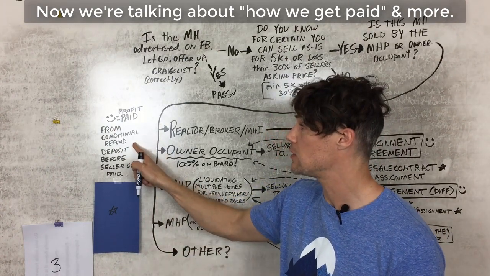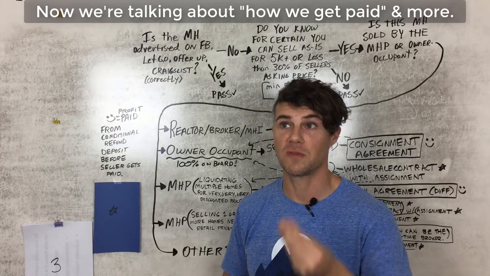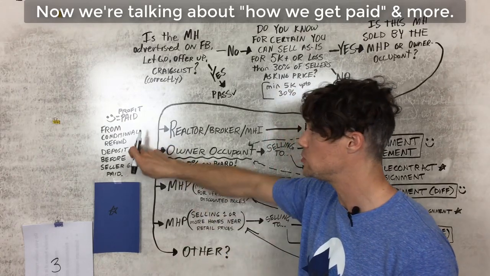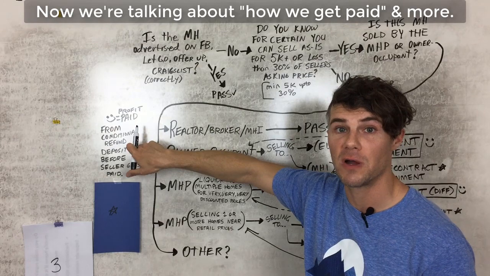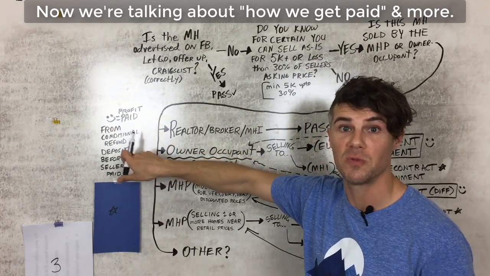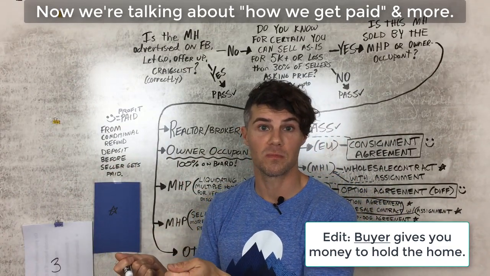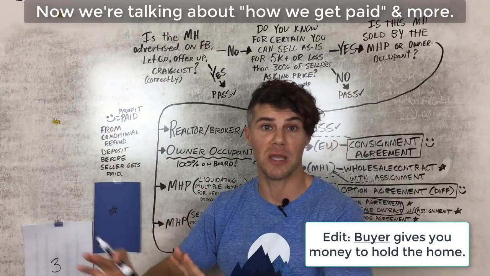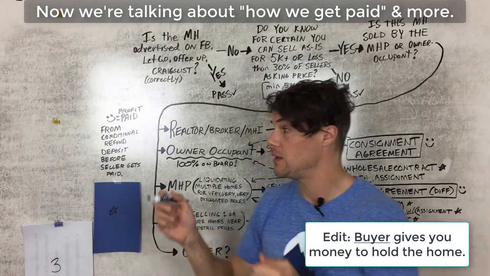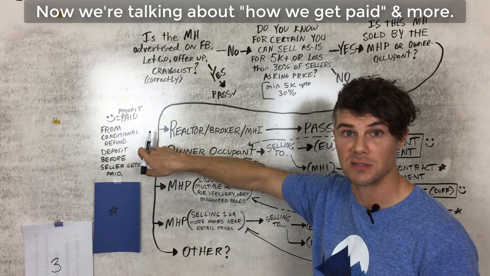But the only way they're going to get their deposit back is if they don't get approved at the park. If they do, or if they don't need to, this is the money that you get. You get that non-refundable or conditional refundable deposit. So the seller's going to give you that money to hold on to the mobile home, so that you can stop showing it and they can get it. And then you've got your money. You've been paid from this deposit.